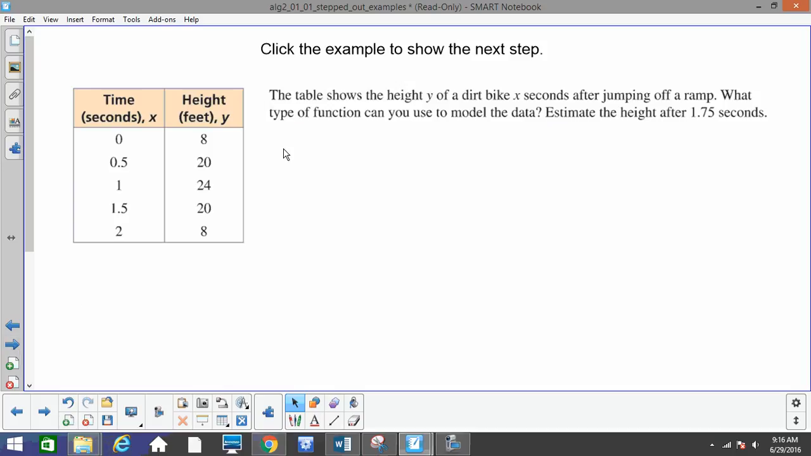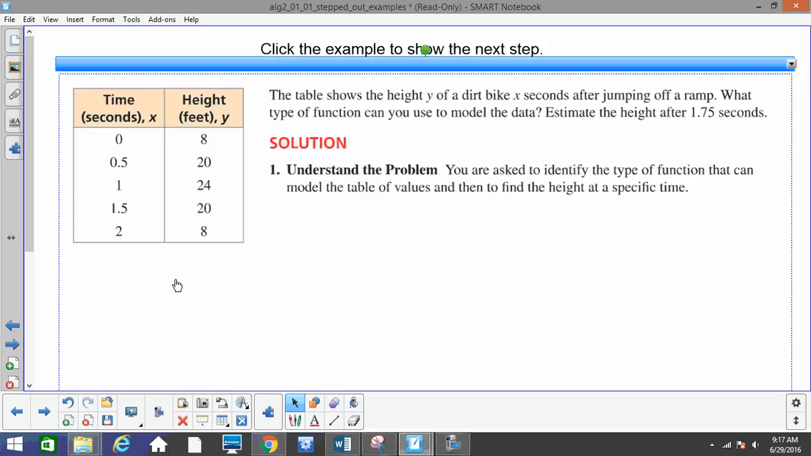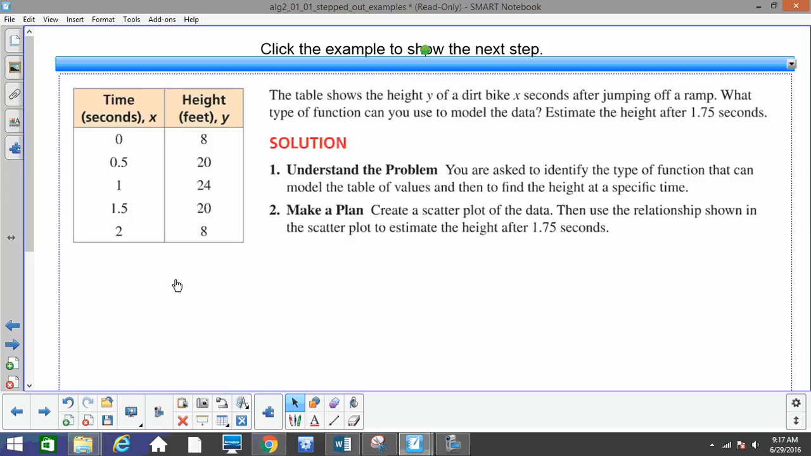So we've got a table of a dirt bike jumping off a ramp. They're asking you to estimate the height after 1.75 seconds. Well, there's 1.5, there's 2, so it's going to be between 20 and 8. So we have to kind of think to ourselves, how do we want to model this? I would probably look at the problem, get a good understanding, making a plan. That's how do we want to model it.